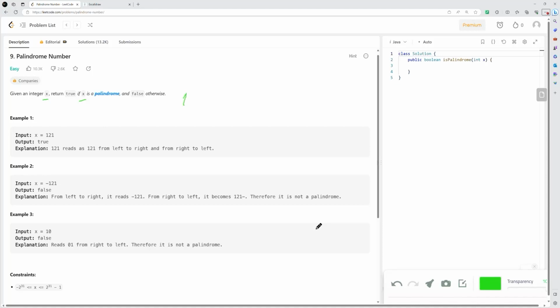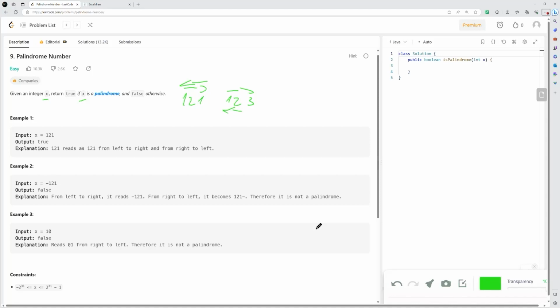So, for example, if we have 121, it reads the same from both sides. But for example, if we have 123, from the left side it reads 123, but from the right side it reads 321. So it's not a palindrome.